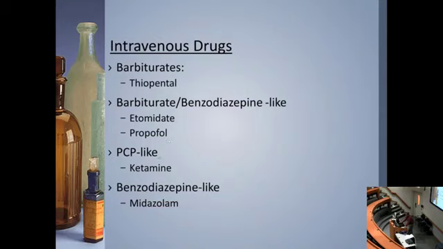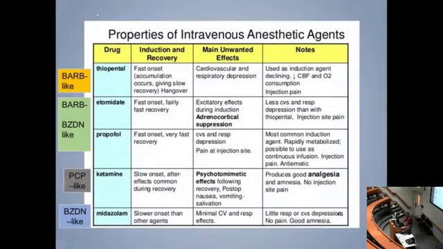There is a clinically relevant drug that looks very similar to PCP, the drug you learned about yesterday in drugs of abuse. And there are drugs with more benzodiazepine-like characteristics that are very useful for producing anesthesia, specifically the induction phase. So let's look at some of these IV anesthetic drugs. Thiopental is barbiturate-like. Etomidate and propofol have mixed mechanisms similar to either or both barbs and benzos. Ketamine we said was PCP-like, and midazolam is benzodiazepine-like.